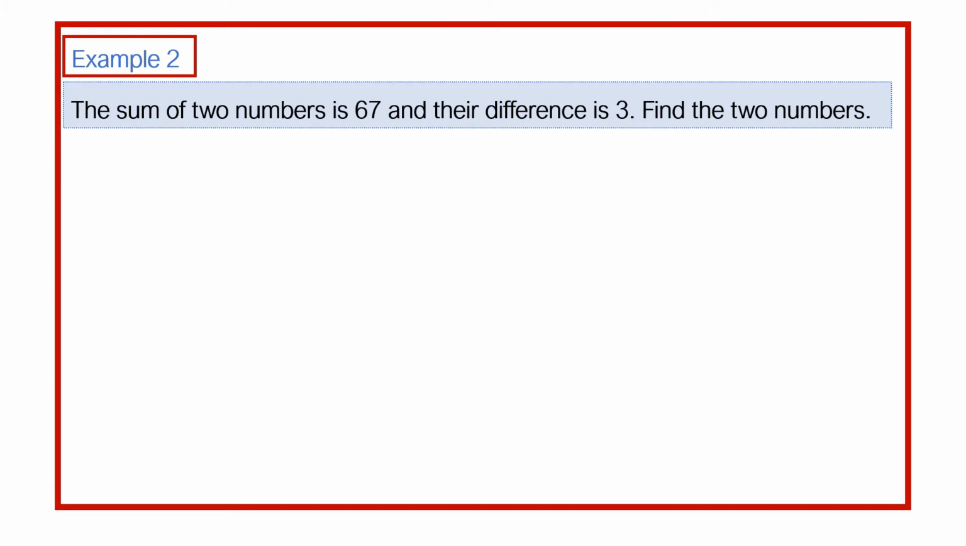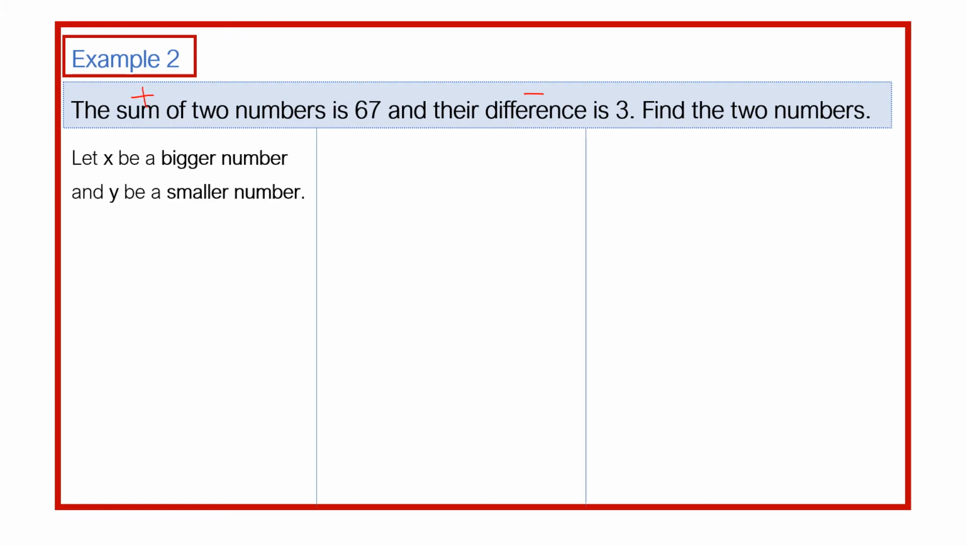Remember, we get a sum using addition and we get the difference using minus. So the difference means that we get the big number minus the small number. And the sum means that we get the big number plus the small number. Okay? Now, let the big number be x. The bigger number, let it be x. And let the smaller number be y. Okay?